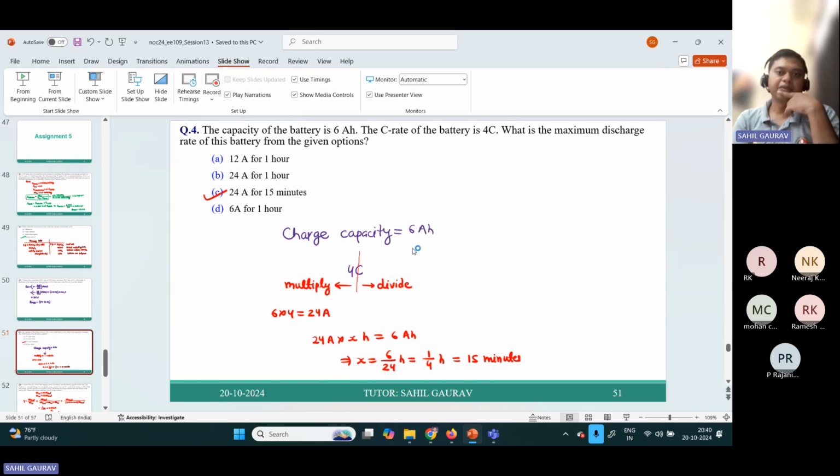So the capacity is 6 ampere hour, and we know that if the C rate is given like this, if something is given on the right hand side, then you have to divide. If something is written on the left hand side, you have to multiply. Then multiply with the capacity of the battery, which comes to 24 ampere. So the discharge current is 24 ampere, and to find the time, you have to multiply 24 ampere into X number of hours. So it will use the capacity of the battery, and X hour equals 6 upon 24 hour, which is 15 minutes.